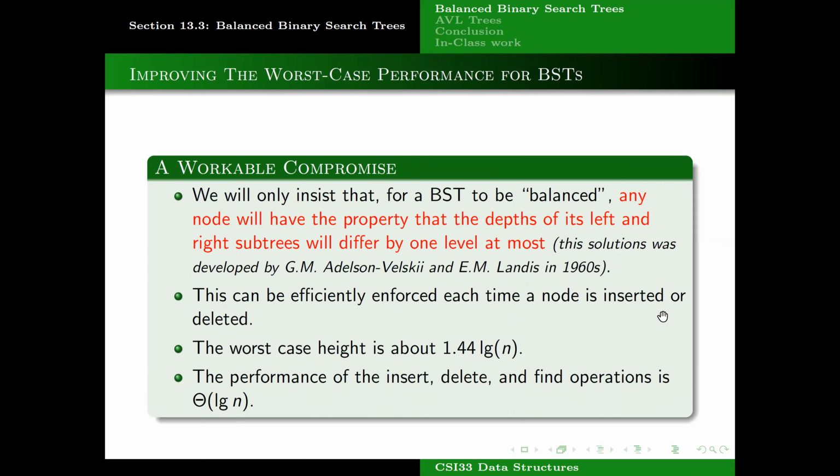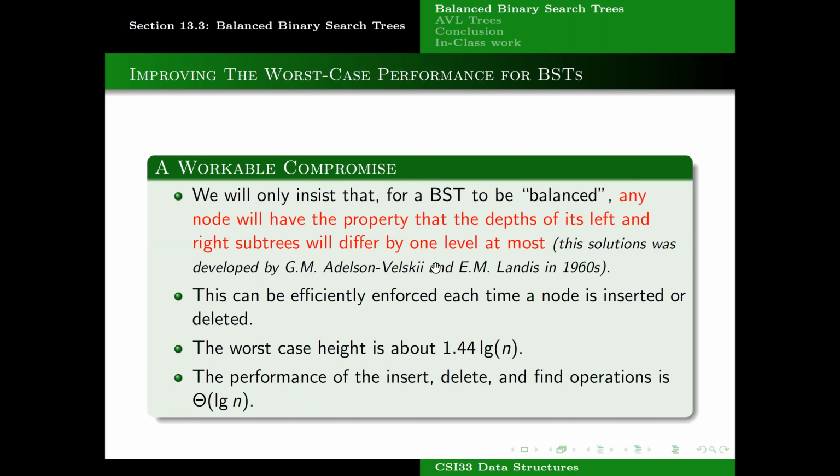So, a workable compromise, if you would say so. We will insist that for a BST to be balanced, any node should have this property: the depth of its left and right subtrees should differ by at most one. Okay, not more.